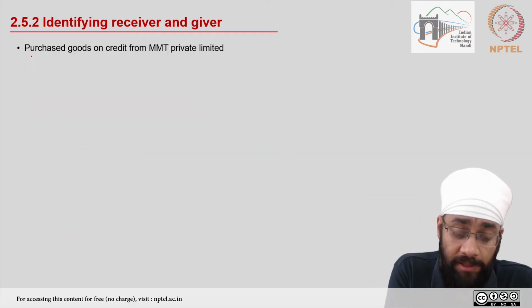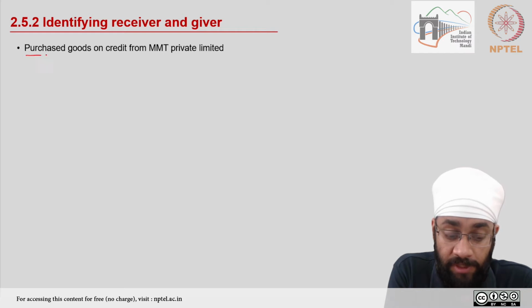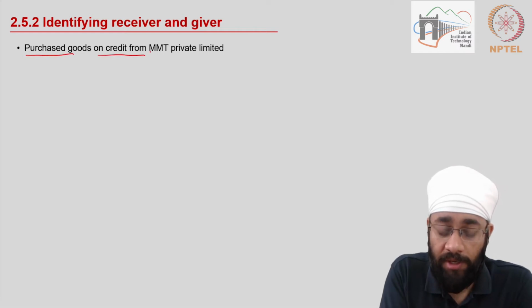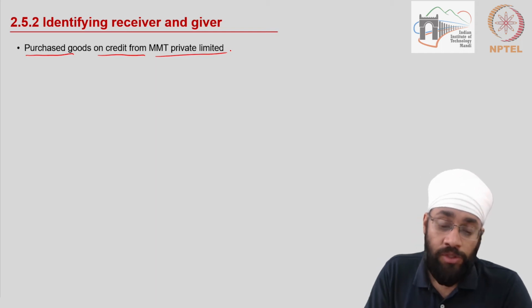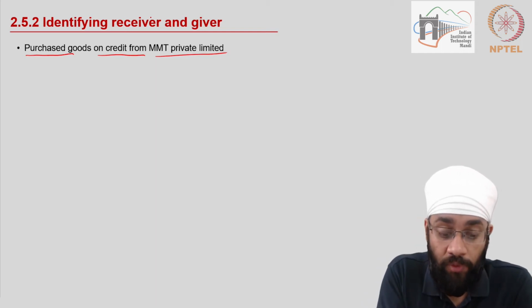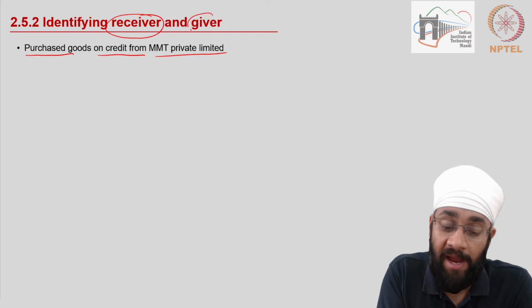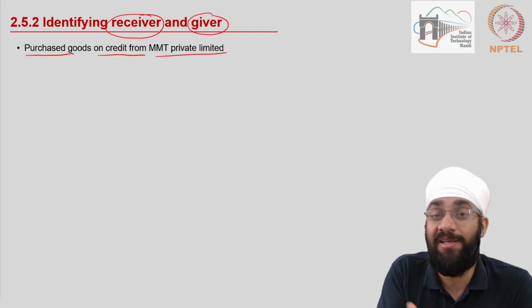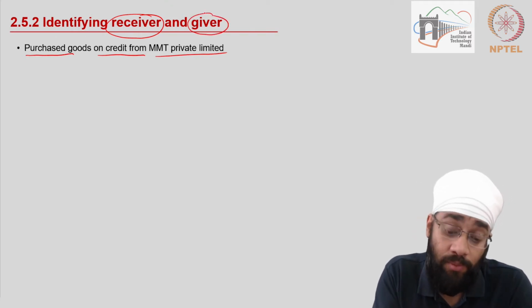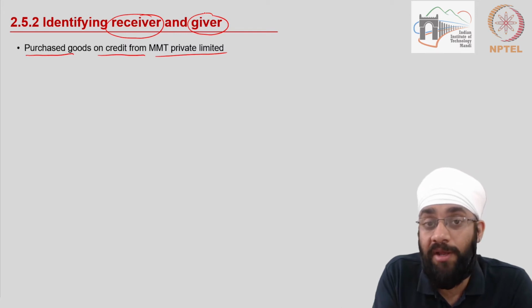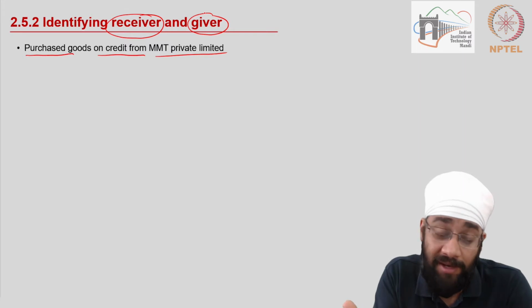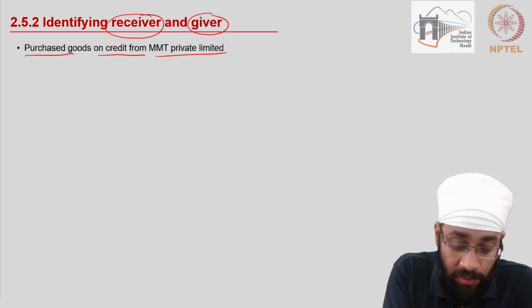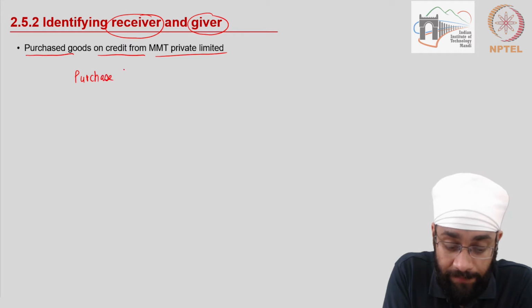So let's say this is a transaction. The business purchases goods on credit from a company called MMT Private Limited. What we have to do here is identify the receiver and the giver. What are the parties involved in this transaction? What is happening? And accordingly, how would you use the rule of debit and credit? So let us do this. You would maintain a purchase account.